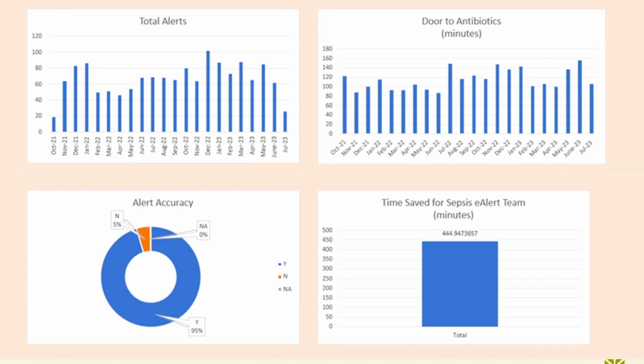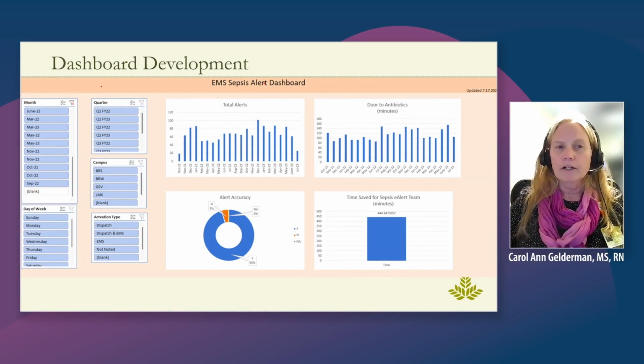The time saved for our sepsis alert team is one that is really just important to our team. And that is our alert through the pre-hospital alert came about on average 444 minutes earlier than our traditional alert when you're basing it off data from the acute care encounter. But the most important piece is over here on the left.